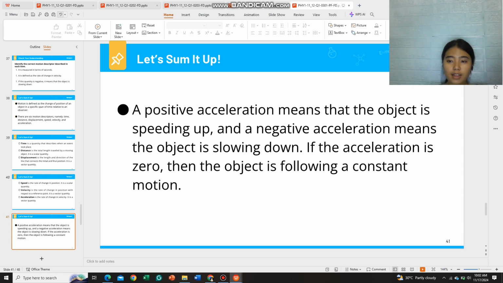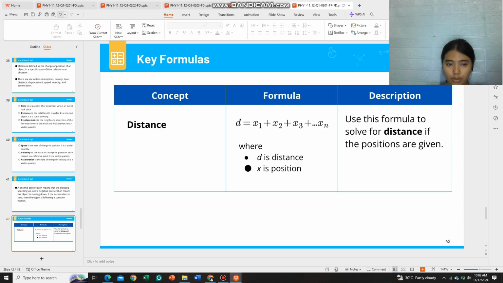Okay. Speed is the rate of change in position. This is a scalar quantity. Velocity, vector quantity. It is the rate of change in position with respect to the reference point. Okay, acceleration is the rate of change in velocity. A positive acceleration means that the object is speeding up. A negative acceleration means the object is slowing down. If the acceleration is 0, then the object is following a constant motion. So, wala ra naglihok.